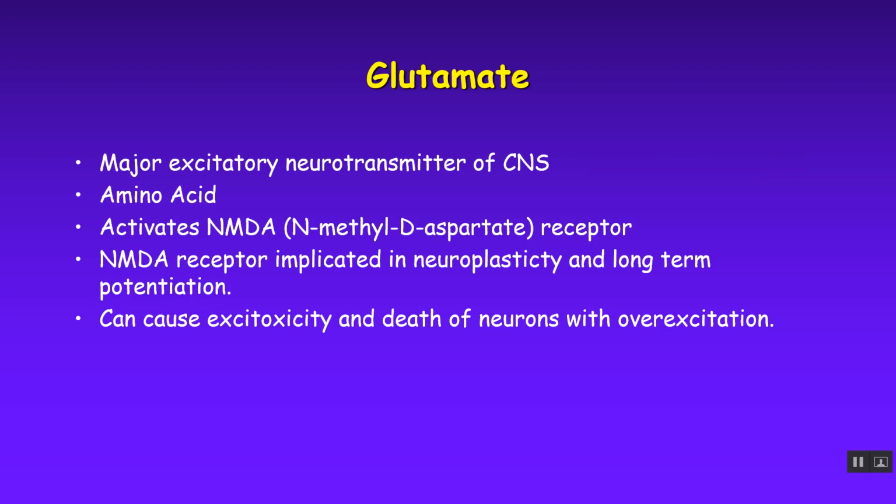Glutamate is the opposite of your GABA. So underline this: it's the most major excitatory neurotransmitter. GABA and glutamate are your two big ones. GABA's the major inhibitory neurotransmitter, and glutamate's the major excitatory neurotransmitter. It's also an amino acid. It activates the N-methyl D-aspartate, or NMDA, receptor on a cell.